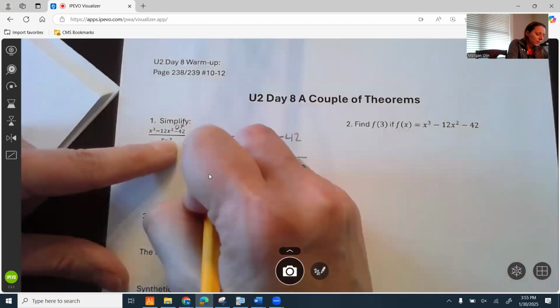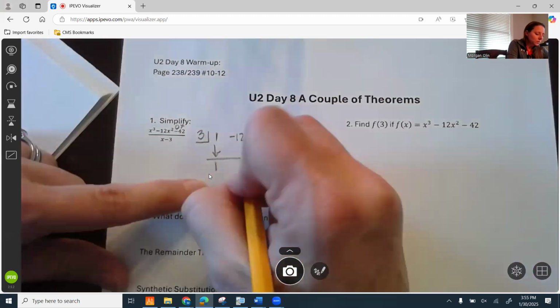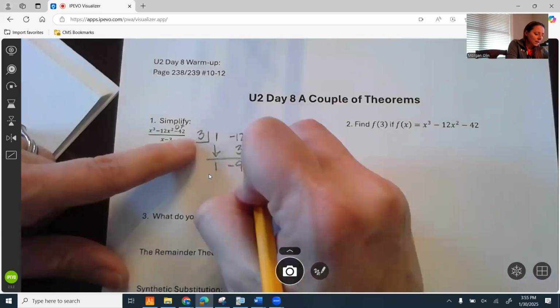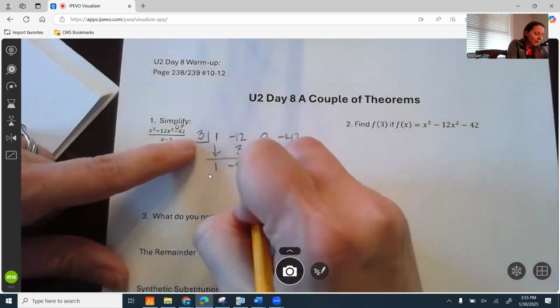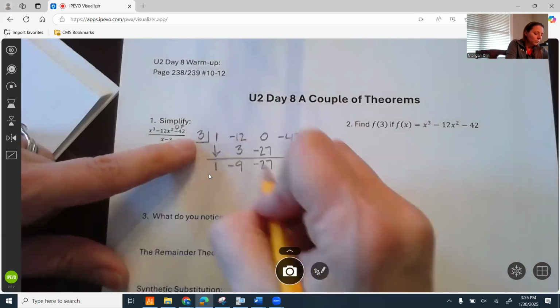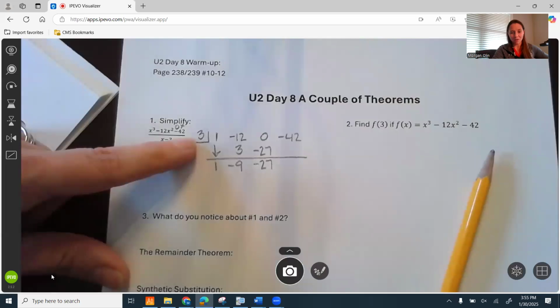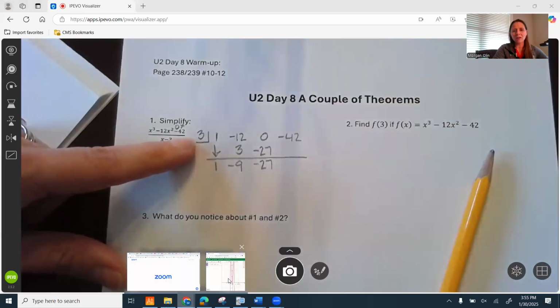Bring down your 1. 3 times 1 is 3. And this gives me -9. 3 times -9 is -27. And when I add it, I get -27. 3 times -27, because right now I don't have my handheld here.